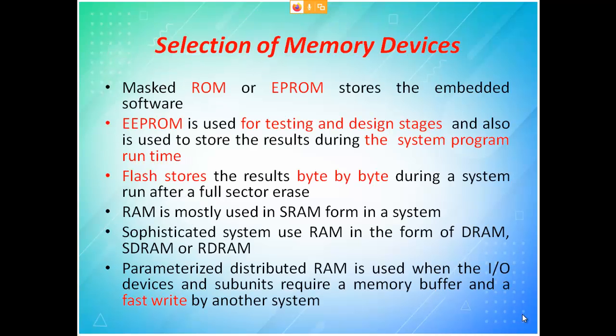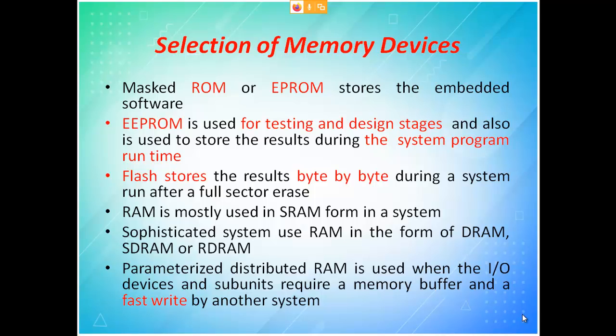So, selection of memory: masked ROM and EPROM store the embedded software. Embedded software is only stored in these two types of memory. No other memory will be used to store the software. EPROM is used for testing, as I told. When you are testing the processor, you may change your code, some light code change will be there. At that time I will go for EPROM.